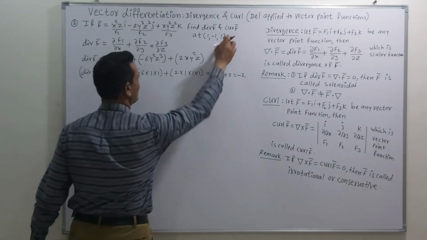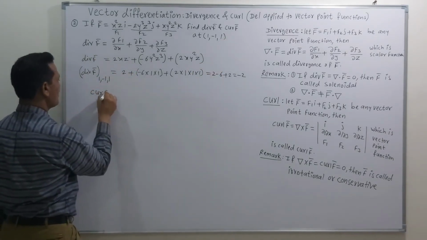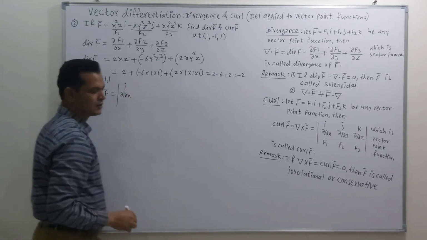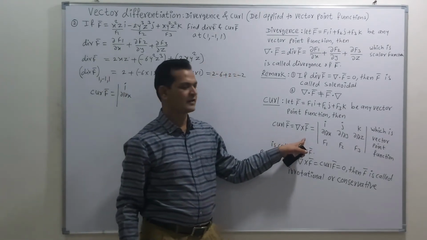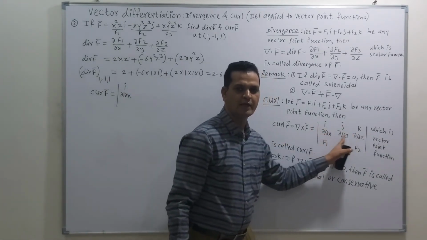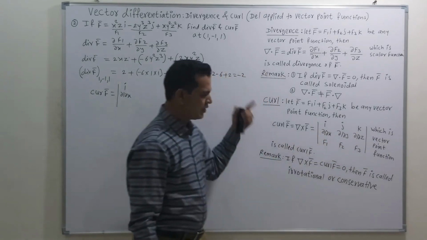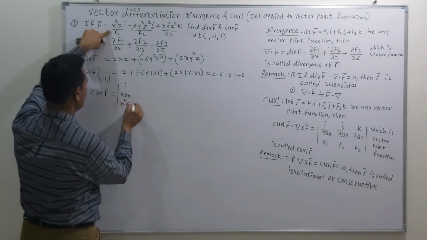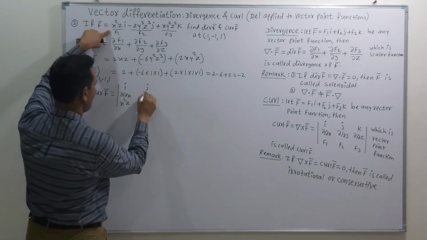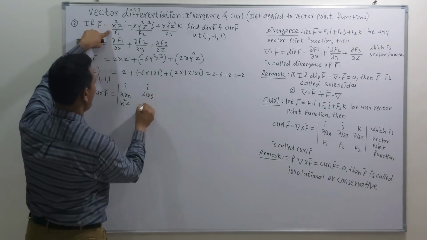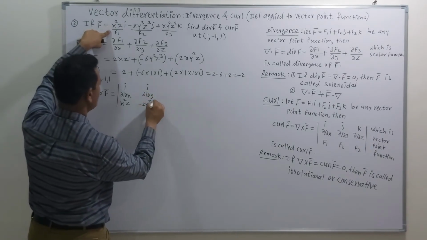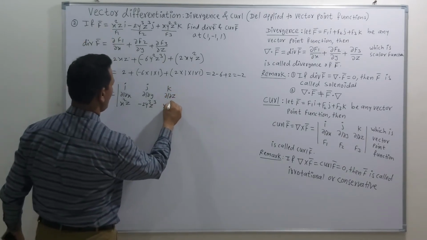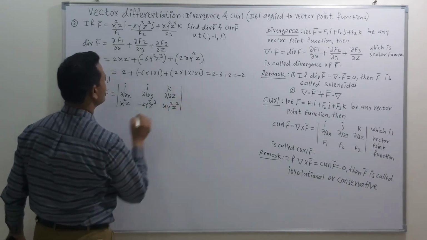Now the next question is to find out the curl of f bar. The curl of f bar is defined as the determinant with i j k, partial derivatives with respect to x, y, z, and f1, f2, f3. So now here we can directly write it: f1 is x square z, f2 is minus 2 y cube z cube, and f3 is x y square z square.